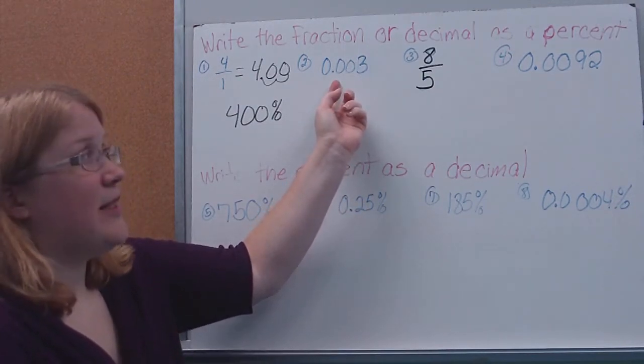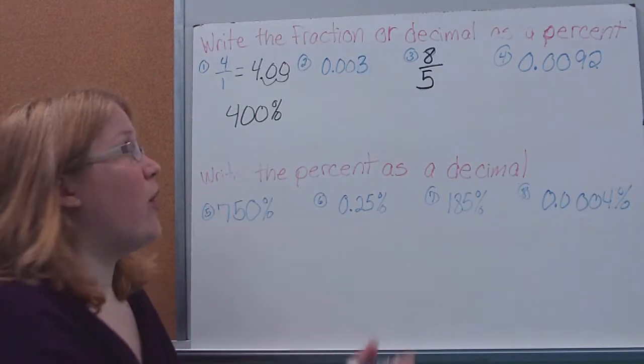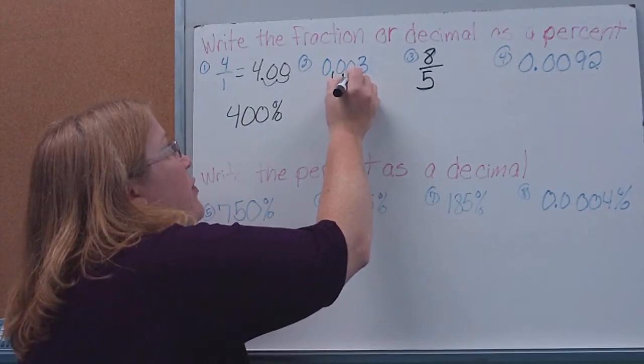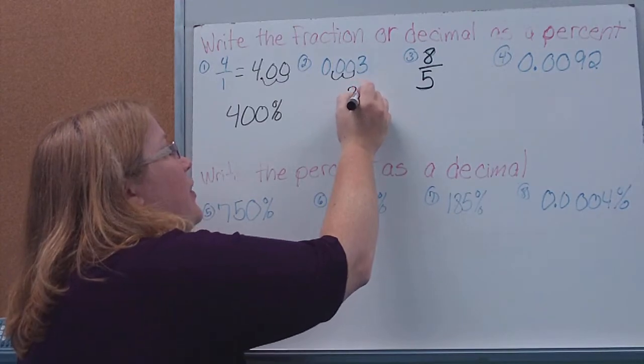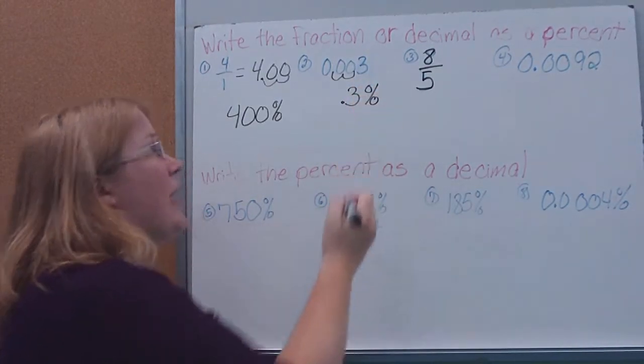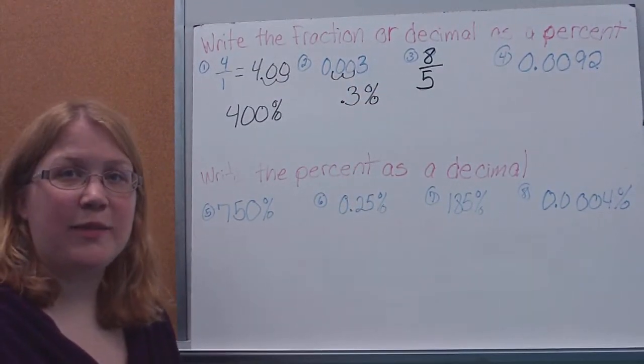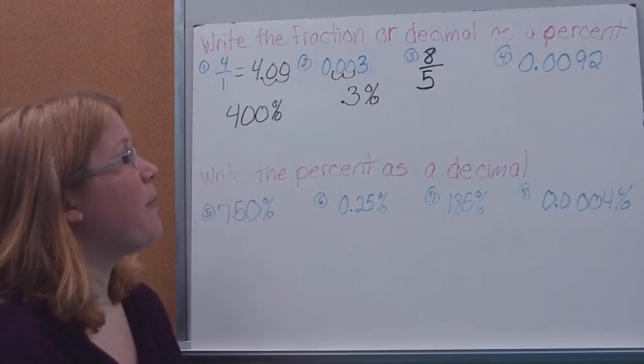So here I have a decimal. To change a decimal into a percentage, again, all I have to do is multiply by 100, which moves my decimal over 2 spots. So here I wind up with 0.3%. So the decimals are nice and easy. That's why I like to work with them.